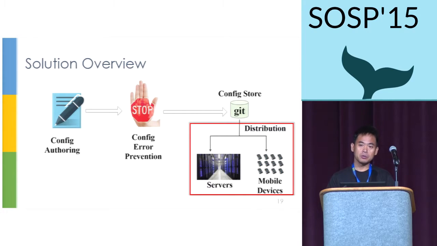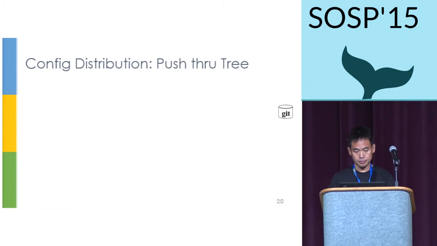Next, I'm going to talk about how we distribute a configuration file globally. A configuration change is checked into a Git repository. We use the Git repository for version control, so that the repository has a paper trail of every single change in the system that can be used for debugging or for reverting the change or for any purpose.